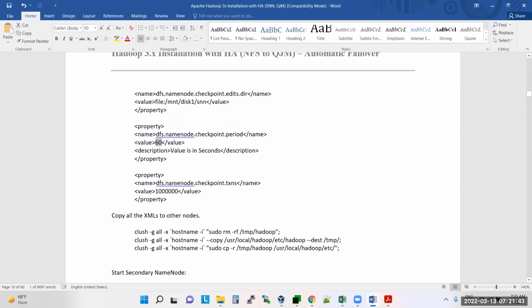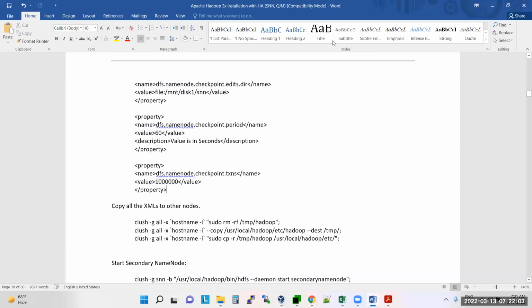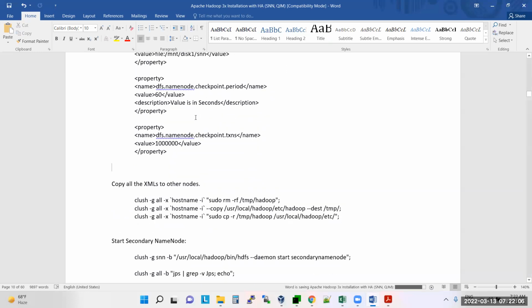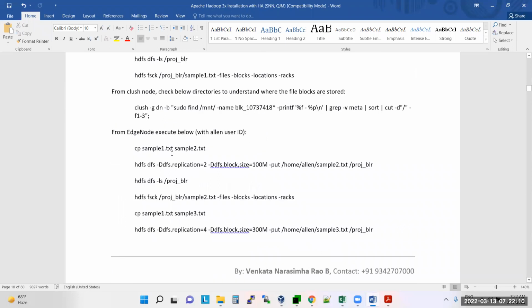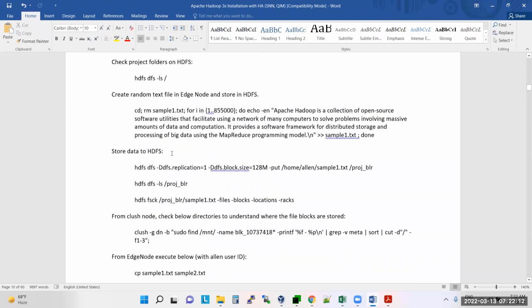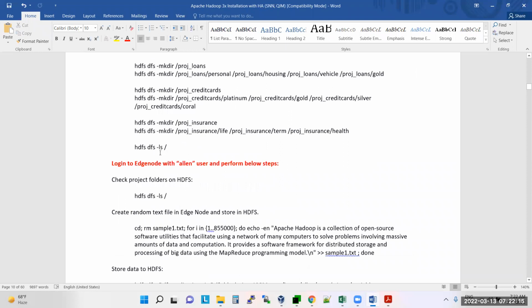Then checkpoint transactions. Suppose the number of transactions in the edit log is more than 1 lakh or more than 1 million, it will automatically perform a checkpoint. So this is what I told. Now I will add one point, validate XML, because when you make any changes in the XMLs, I will add the validation.